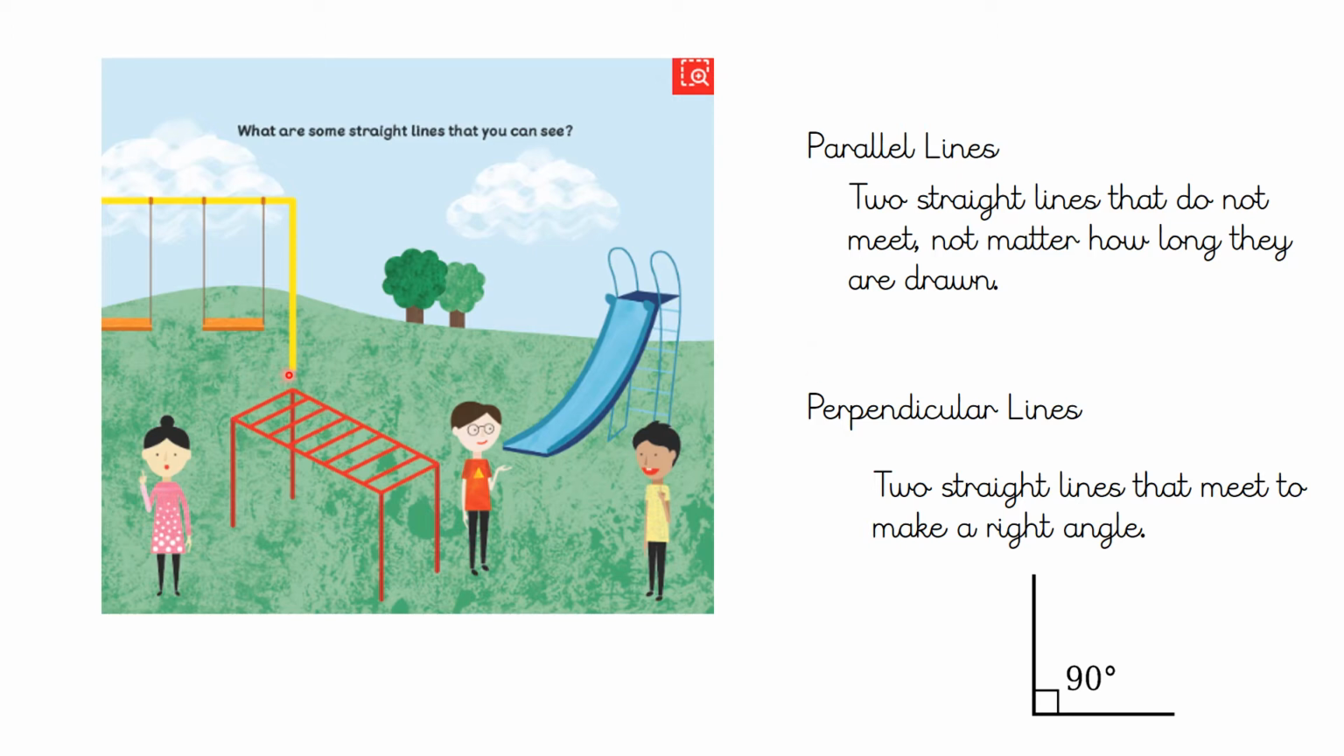I spotted one here on the edge of the swing set. I've got 2 straight lines which meet to make a right angle, so the lines are perpendicular. How many perpendicular lines did you spot in the picture? And how many right angles did you spot in the picture? Great job, Year 3. Let's get started with today's lesson.